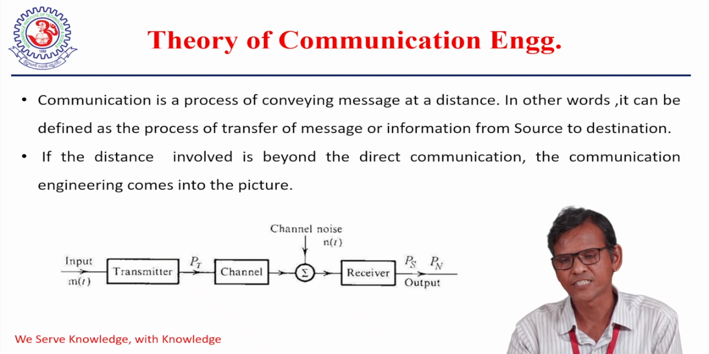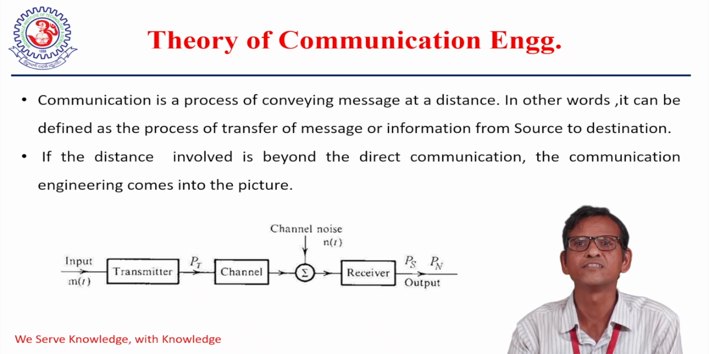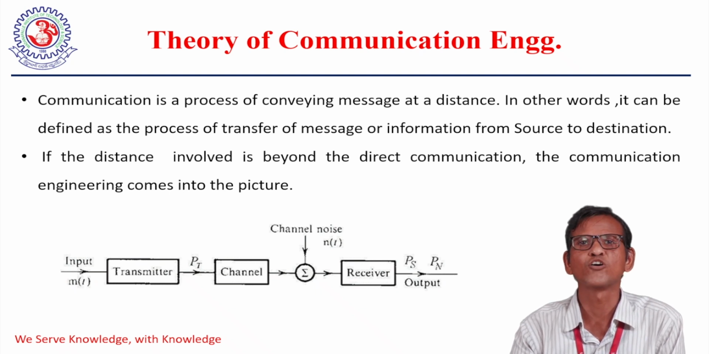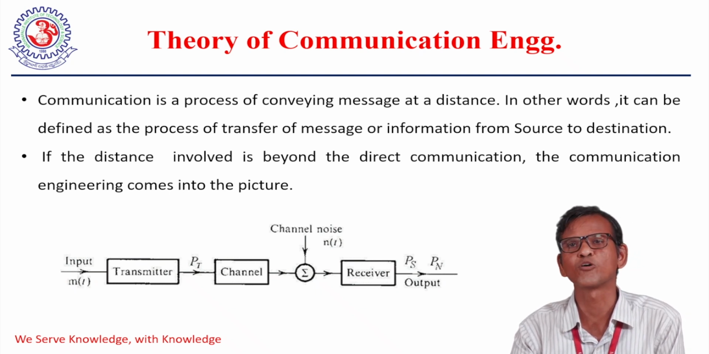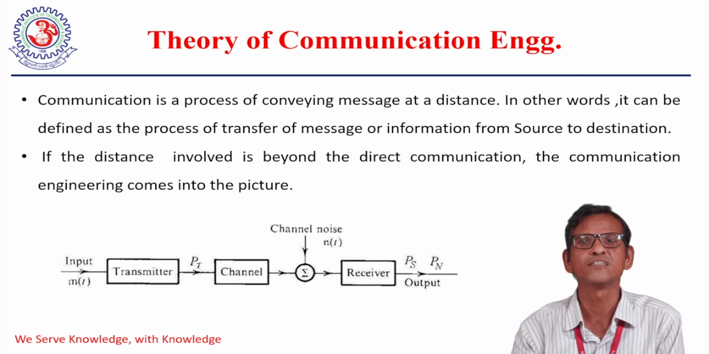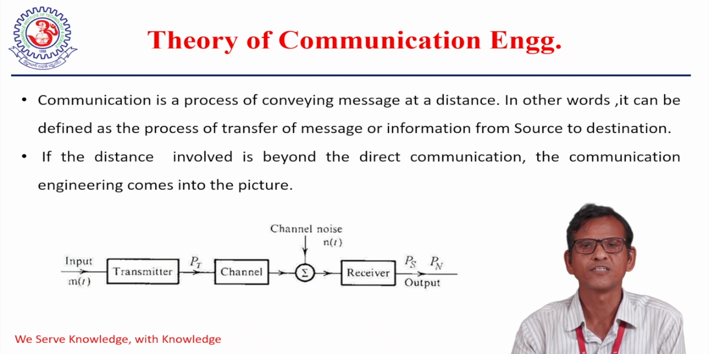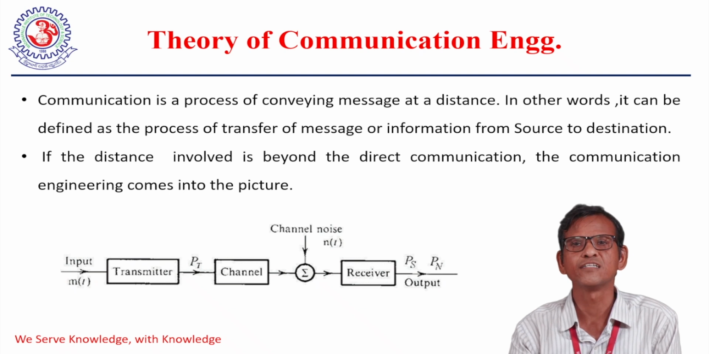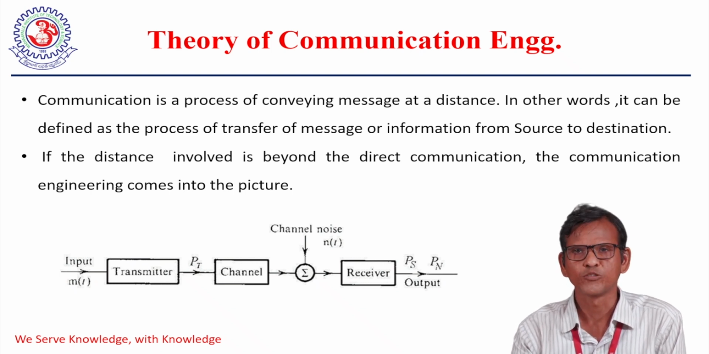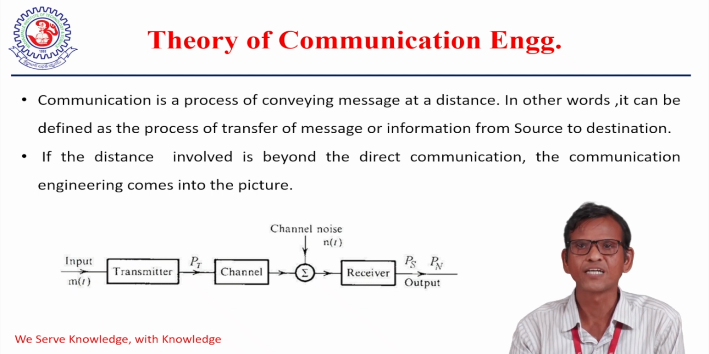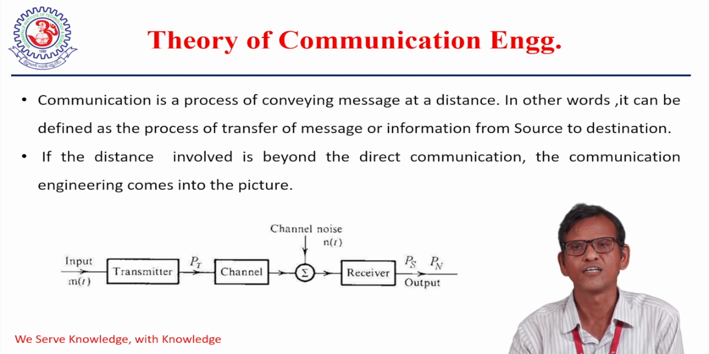Theory of communication system. Definition: communication is a process of conveying a message at a distance. In other words, it can be defined as the process of transfer of message or information from source to destination. If the distance involved is beyond direct communication, communication engineering comes into the picture. We have a block diagram in which the input message goes to the transmitter, then there is a transmission channel, and in the channel there is an introduction of channel noise also. After that the receiver part is there, and after the receiver, the output.